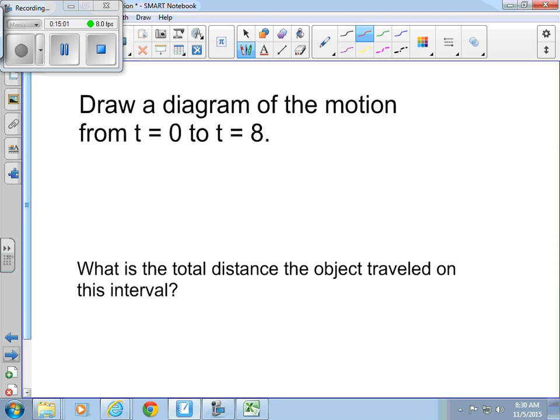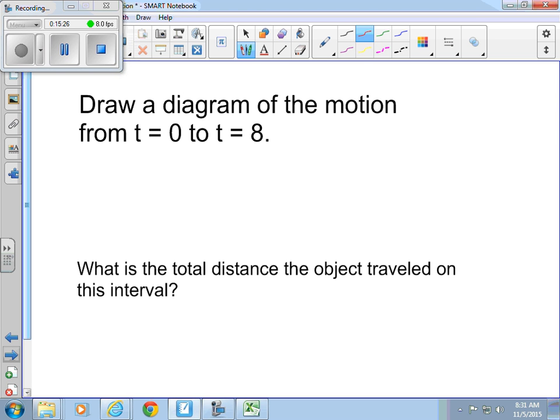Any questions on speeding up, slowing down? Draw a diagram of the motion from time 0 to time 8. What is the total distance the object traveled on this interval? So now I want to know everything. I want to know where did I go, what time did I get there, all of that information.